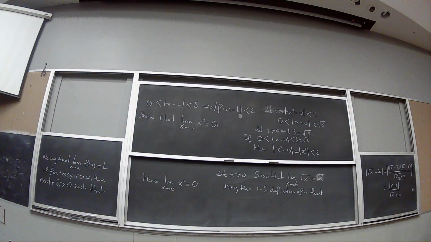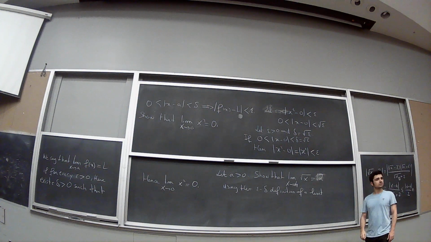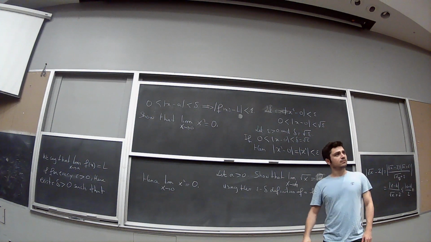Now, how do we get rid of that? Root x, is it a positive number or a negative number? It's a non-negative number. I mean, here as x approaches 4, it's a positive number. So I can say that this is just less than absolute value of x minus 4 over 2. Do you agree or not?